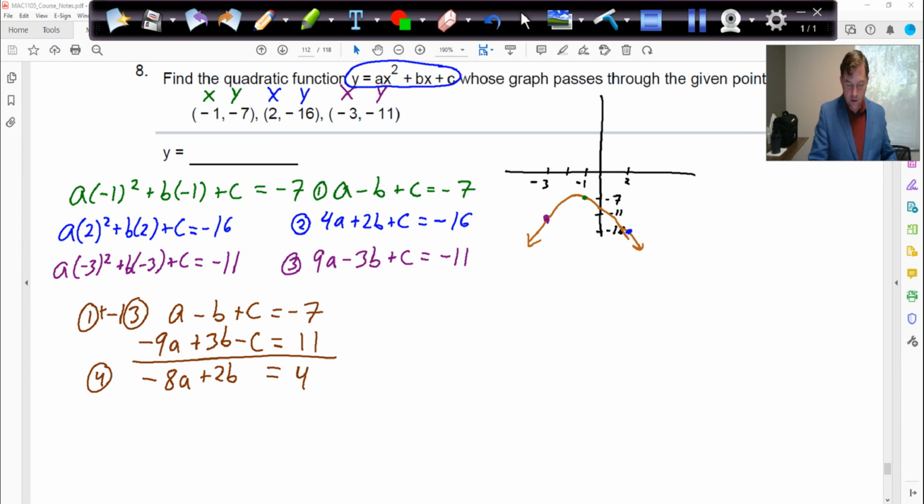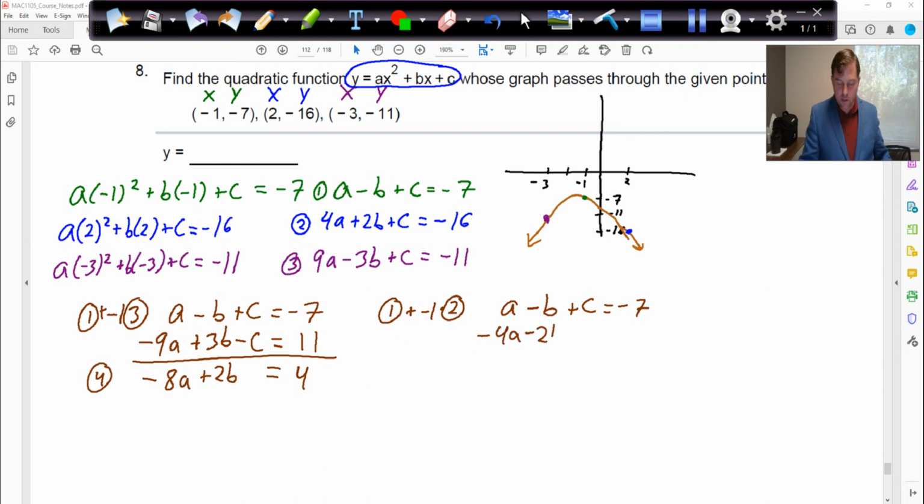And we can also take equation 1 and add to it negative 1 copy of equation 2. So equation 1: a minus b plus c equals minus 7. Negative 1 copy of equation 2, so we're going to make everything negative, or switch the sign: minus 4a minus 2b minus c equals positive 16. This would be minus 3a minus 3b, c's go away, equals 9. Okay, and we'll call that equation 5.